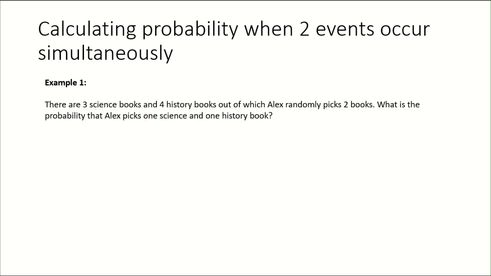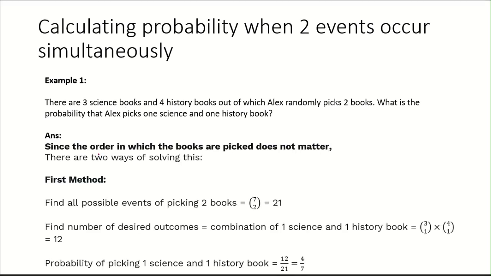Say there are 3 science books and 4 history books, out of which Alex randomly picks 2 books. What is the probability that Alex picks 1 science and 1 history book? Now, since the order in which the books are picked does not matter, right? It does not say to pick a science book first and then a history book or the other way around. So in that case, there are 2 ways of solving this question.